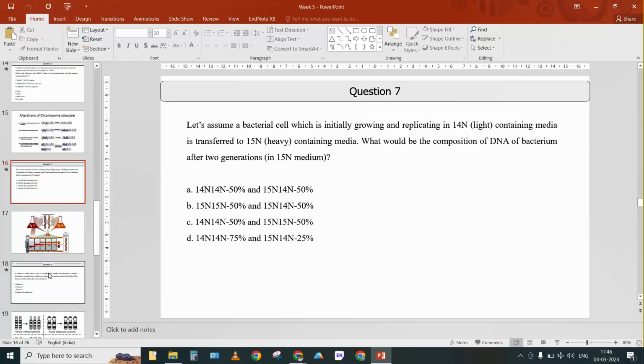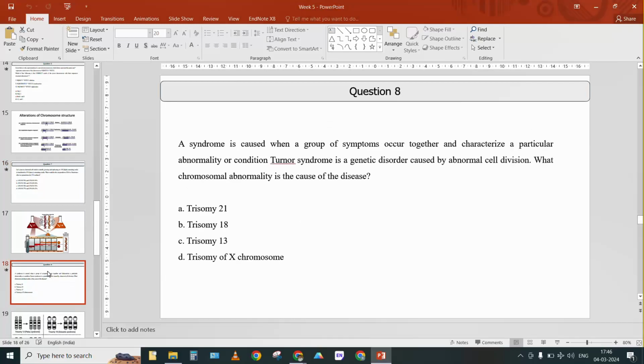Moving to the next question, question 8. It states that a syndrome is caused when a group of symptoms occur together and characterize a particular abnormality or condition. Turner syndrome is a genetic disorder caused by abnormal cell division. What chromosomal abnormality is the cause of the disease: trisomy 21, trisomy 18, trisomy 13, or trisomy of X chromosome? We'll look into the disorders first.